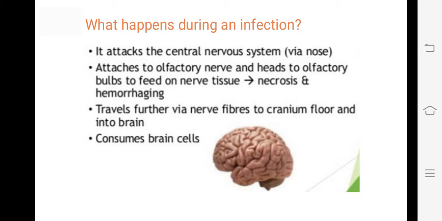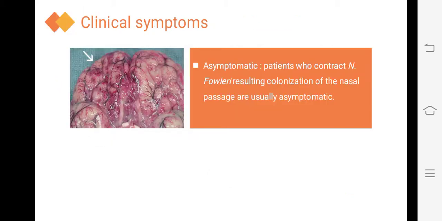It attaches to the olfactory nerve and heads to the olfactory bulbs to feed on nerve tissue. This results in necrosis and hemorrhaging, and it travels further via nerve fibers to the cranium floor and into the brain. After that, it consumes brain cells. So its main target is the brain. So let's go on to the clinical symptoms.